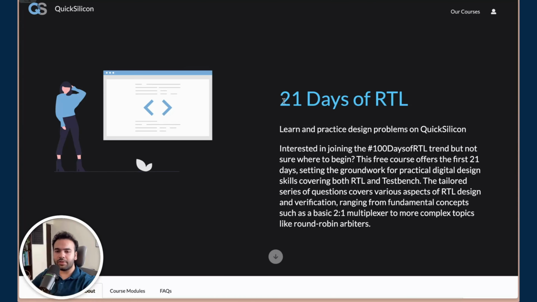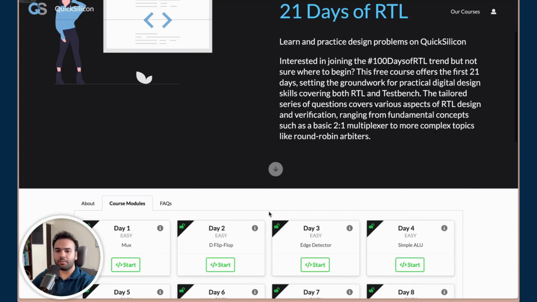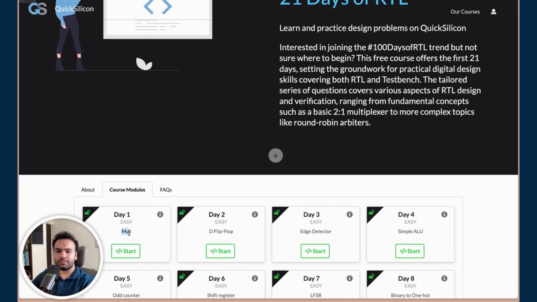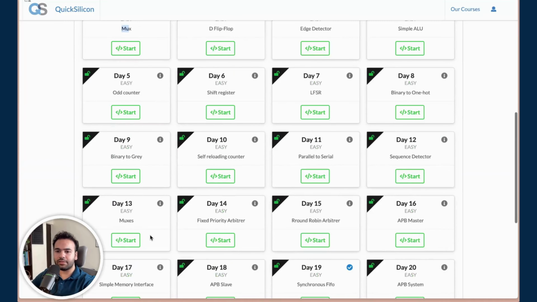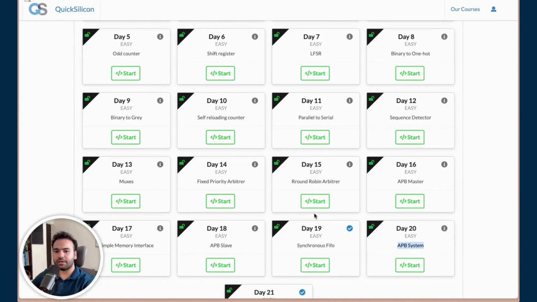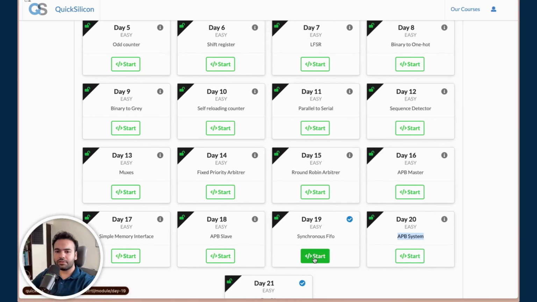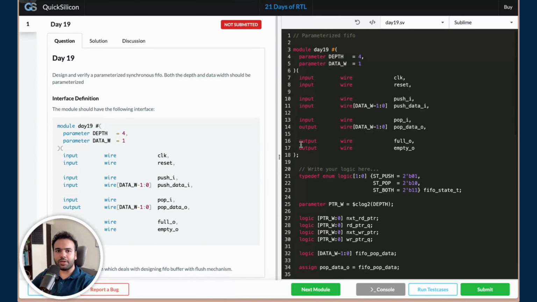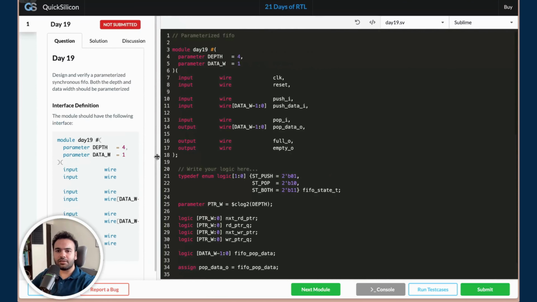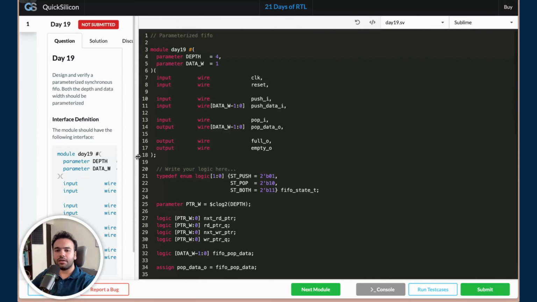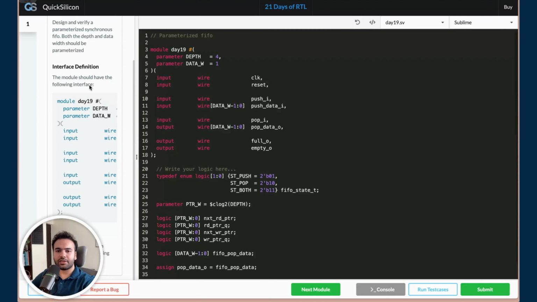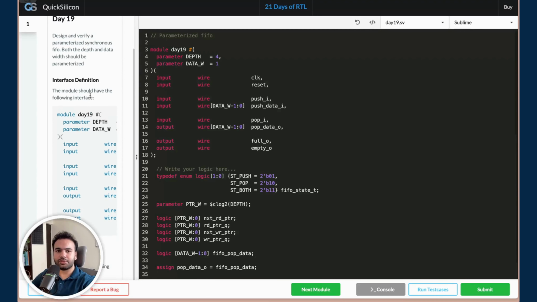By the way, this is the 21 days of RTL challenge. It is freely available for anyone who wants to take it up. It has 21 different problems, starting from mux going all the way to designing APB systems. I'm going to pick this synchronous FIFO problem because this is where we're going to dive deep, and like I mentioned, we're going to fix an X-Propagation error. The idea here is not to go deep into what the interface specifications say and how we are supposed to design it.